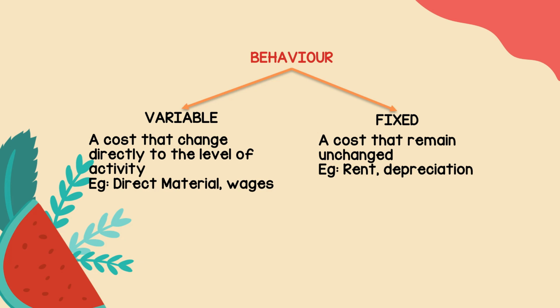It is different from fixed cost, which is a cost that remains unchanged. It means that no matter how huge the change in the level of activity, it will never affect the fixed cost. Easy examples are rent, expenses, depreciation, and etc.